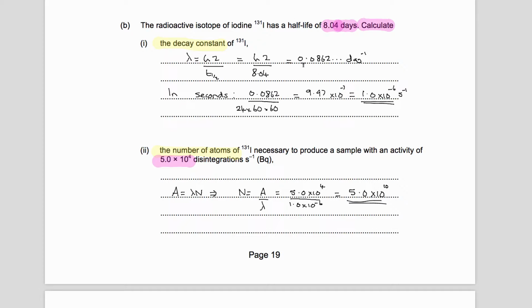To be honest, if I was going to do this from scratch, I'd convert the half-life into seconds and then do the calculation. It'd give me the same answer, but potentially it's easier than trying to convert per days into per seconds.